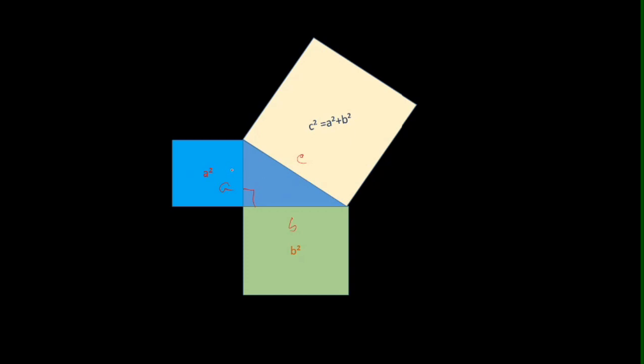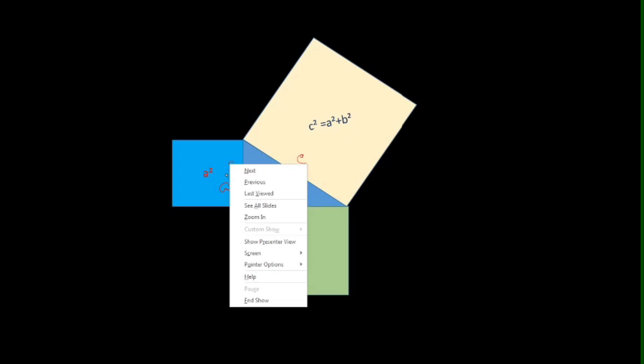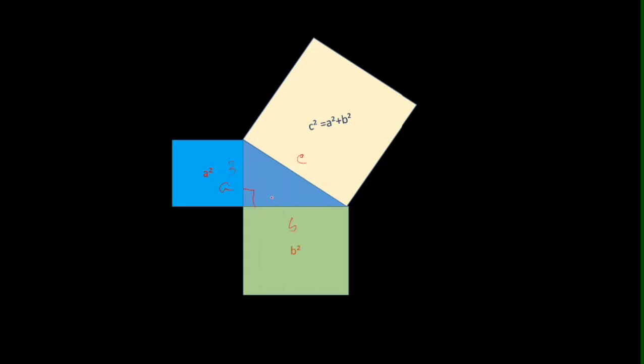Suppose the length of this side is 3 and the length of this side is 4, and the hypotenuse of this right angle triangle is 5. Now 3 square plus 4 square equals 9 plus 16 equals 25, which equals 5 square. So we can easily prove the hypotenuse equals 5.